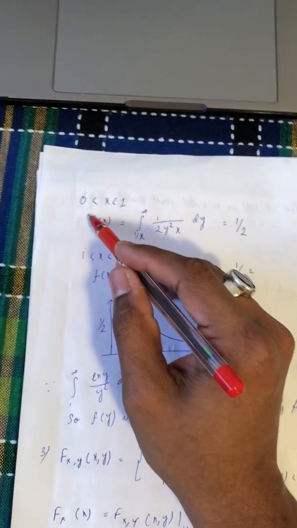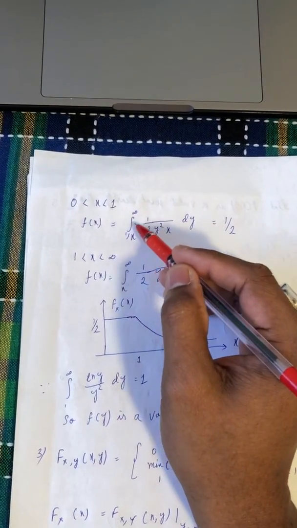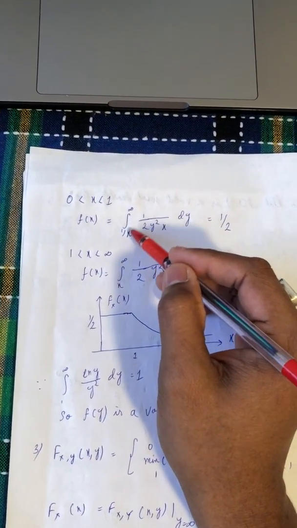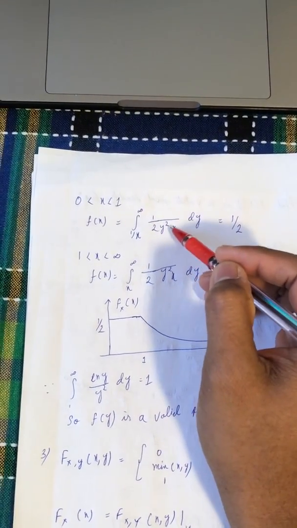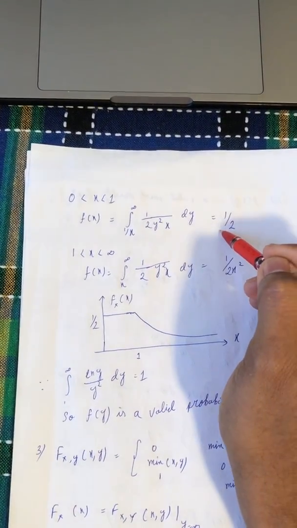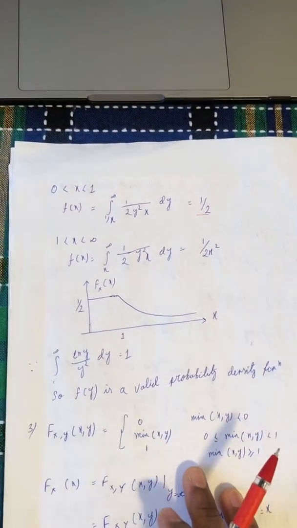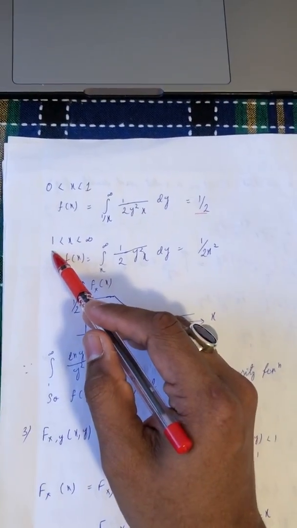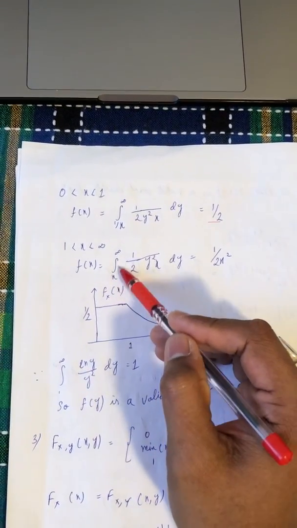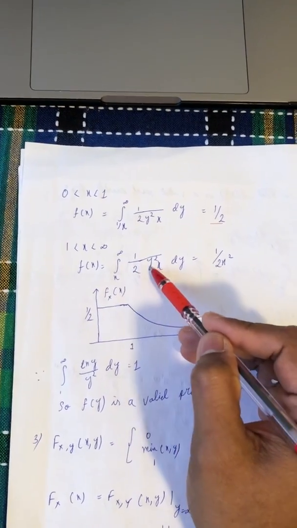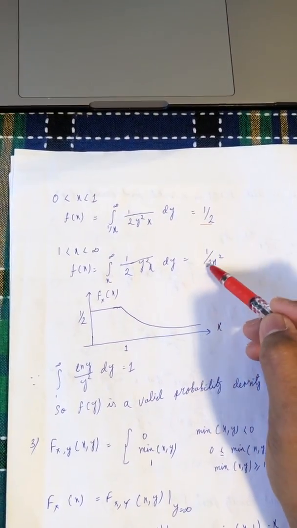In the first part, when x lies between 0 and 1, fx is equal to the integration from 1 by x to infinity of 1 by 2 y square x dy, which is equal to 1 by 2. And when x is between 1 and infinity, the f of x value equals the integration from x to infinity of 1 by 2 y square x. The 2 comes from the a value, so we find 1 by 2 x square.